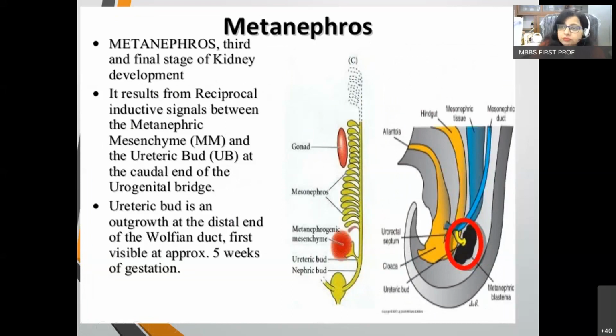So this mesonephric duct is also known as Wolffian duct. That is why it is written as ureteric bud is an outgrowth at the distal end of the Wolffian duct. That is before it enters the cloaca at approximately 5th week of gestation or 5th week of intrauterine life. See, this is the metanephric kidney, and the ureteric bud and the mesonephric duct both enter the cloaca.